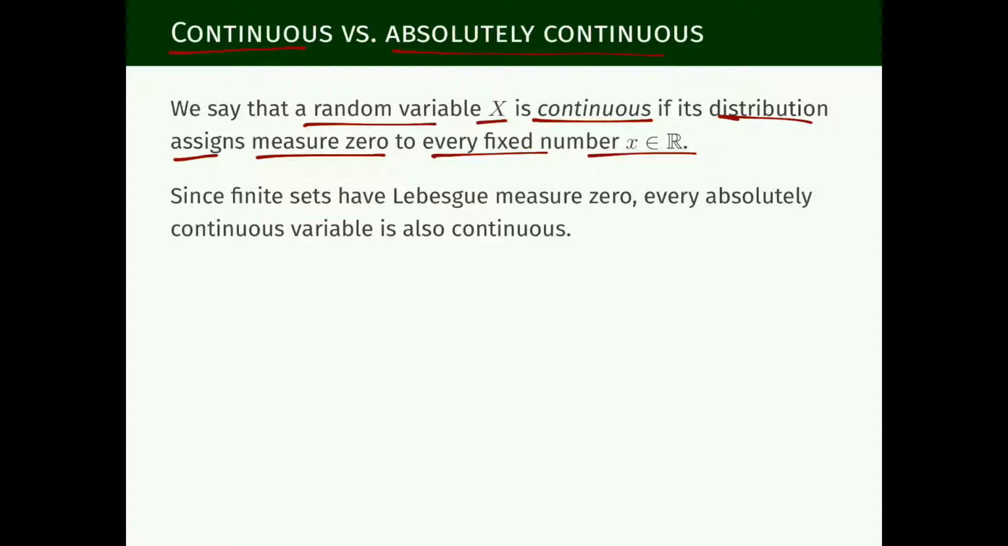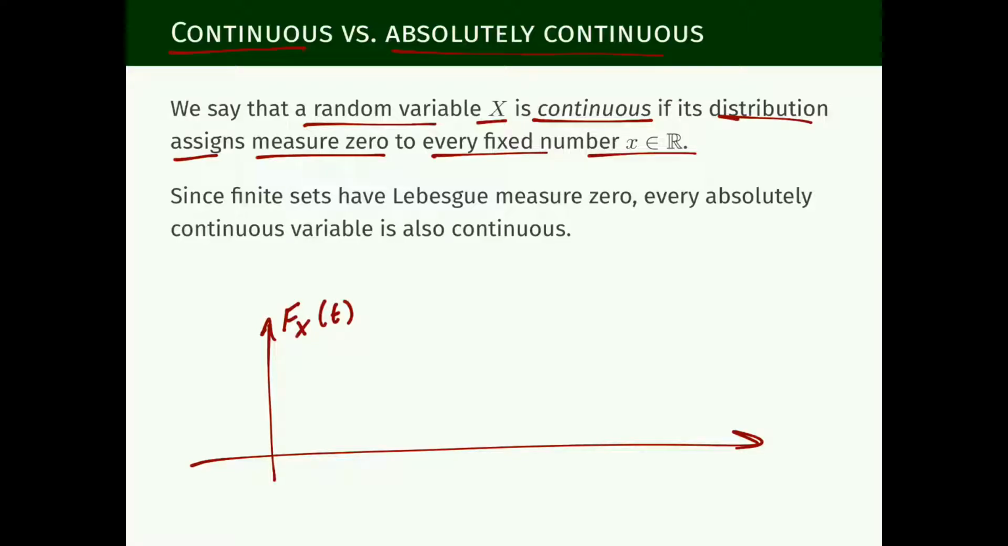So if you want to think in terms of the cumulative distribution function of X, so let's put t here and F_X of t, continuous means exactly there are no points x that are assigned some positive probability. This is what it means to be continuous.